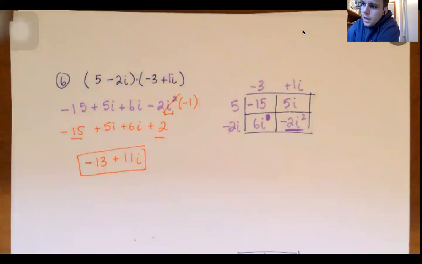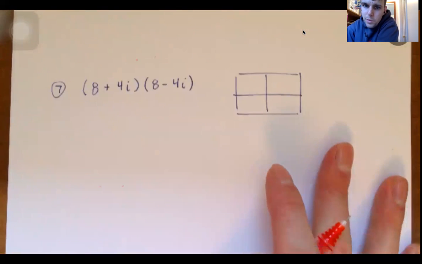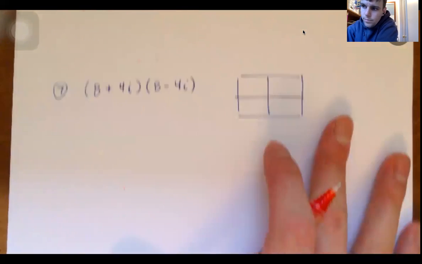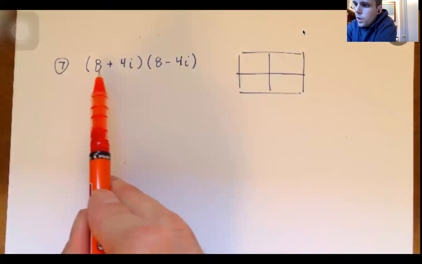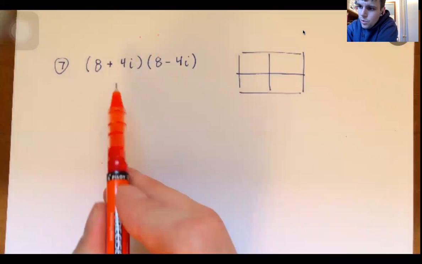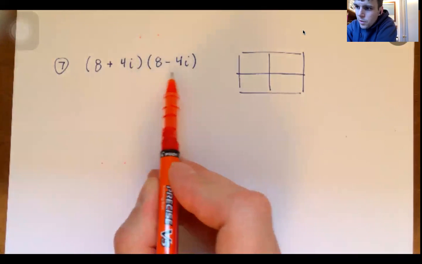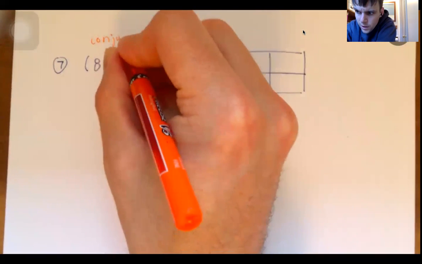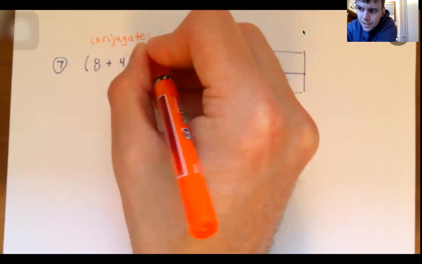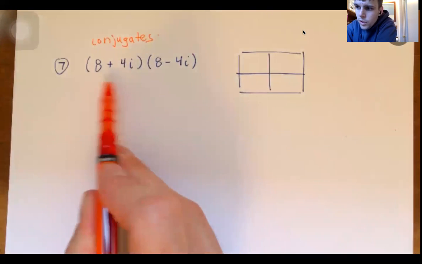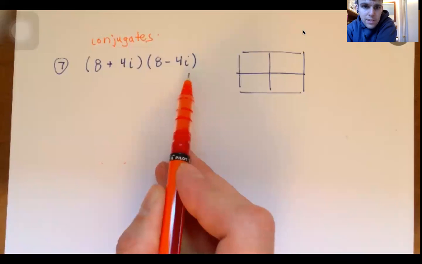Awesome. And we're going to do one more multiplying example. Well, maybe I didn't leave that up there long enough. Negative 13 plus 11i. Okay. We're going to do one more multiplication example. And this is really important because these two complex numbers are what's referred to as conjugates. You don't need to know that necessarily at this moment, but conjugates are really useful with complex numbers, and we're going to see why in a minute.